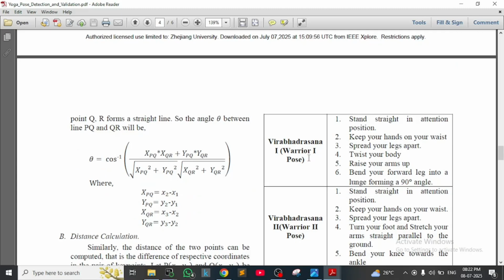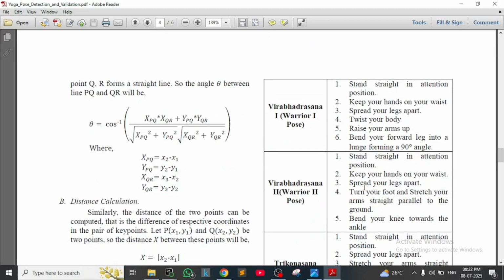In Virabhadrasana 1, Warrior 1 pose. In this, stand straight in attention position. Second step is keep your hands on your waist. Third step is spread your legs apart. Fourth one is twist your body and raise your arms up. Then bend your forward leg into a lunge, forming a 90-degree angle.